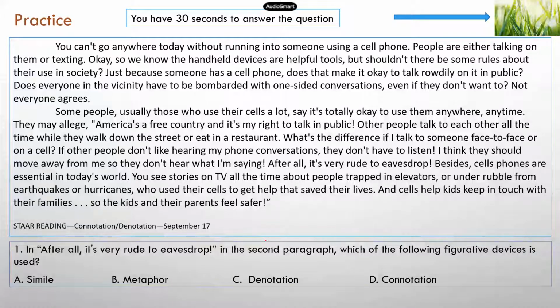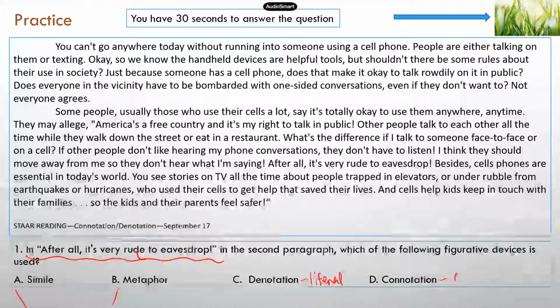Okay, and after all, it's very rude to eavesdrop. So in this sentence, which of the following figurative devices is used? Now, there is no comparison, right? So A and B are not the correct answer. So this means the literal meaning of the word, and connotation means there's negative or positive feelings or ideas associated with a word, right? This is more about association.